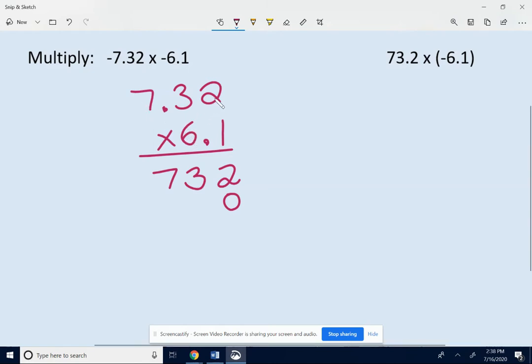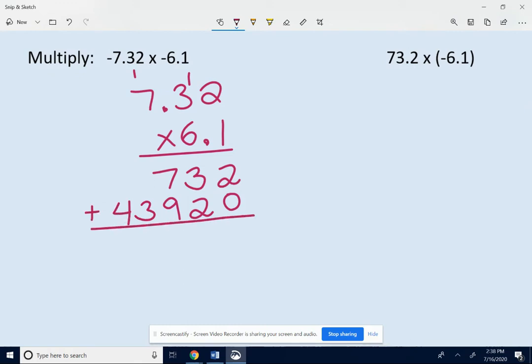6 times 2 is 12. Put down the 2, carry the 1. Now I have 6 times 3, 18, plus the carried 1, which would be 19. Put down the 9, carry the 1. And we have 7 times 6 is 42, plus the 1, 43.